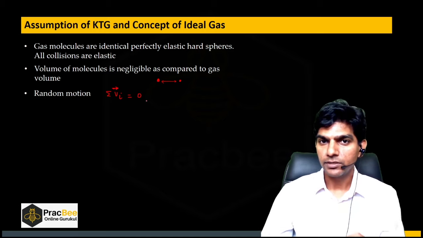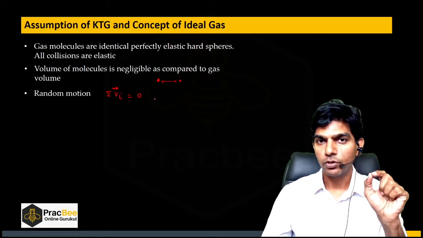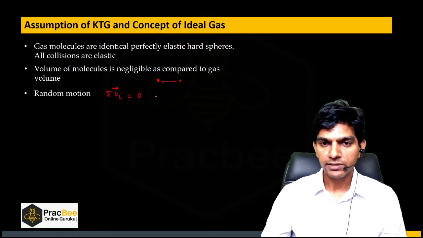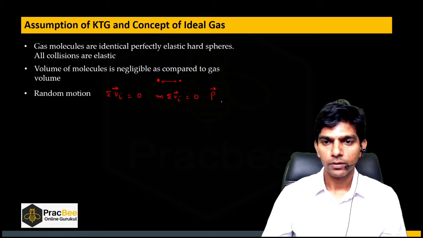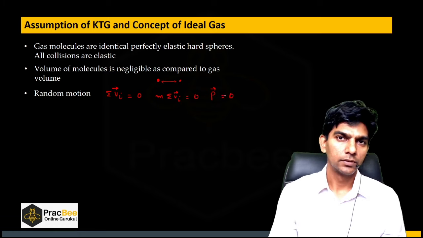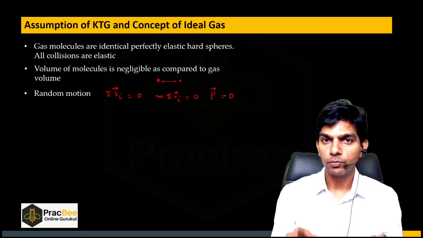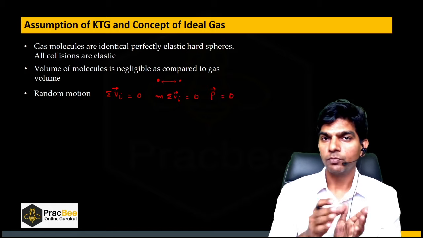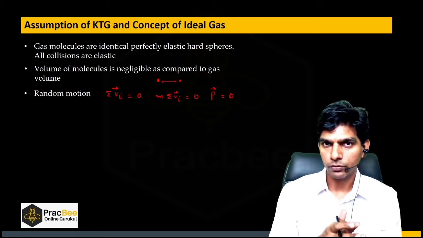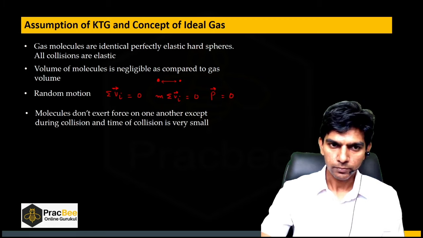If vector addition is 0 and if each molecule has a mass m, then we can say m times summation of Vi vector will be 0. So we can say the momentum will be 0. Do remember this point, right? So the momentum is a vector quantity. So vector addition of momentums of all molecules will be 0.